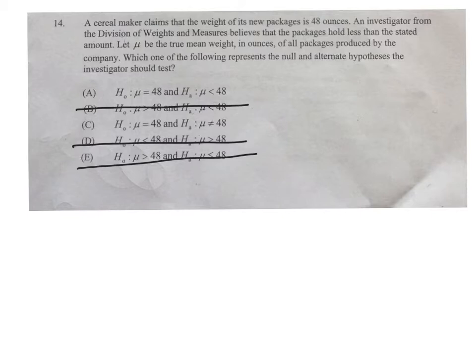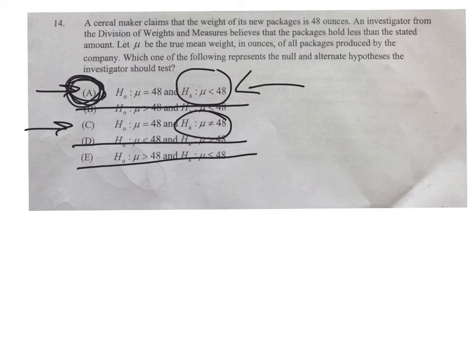Okay, so the null hypothesis always has an equal sign. We assume that no change, right? Yes, they have 48 ounces for the null hypothesis. But our alternative hypothesis is, well, which one is it? Well, we're testing. It says in the question that they think that it holds less. So the answer would be A.